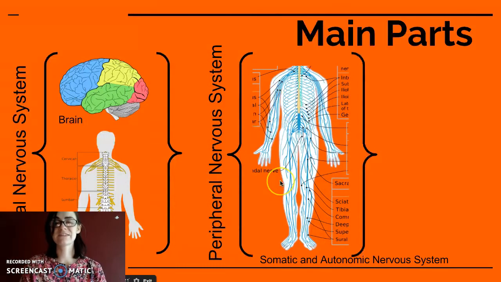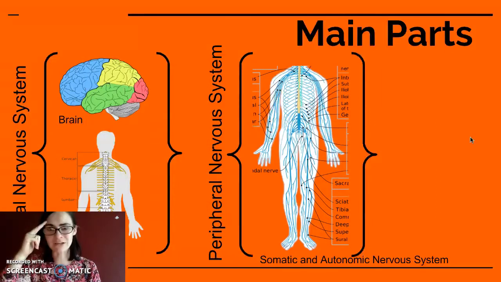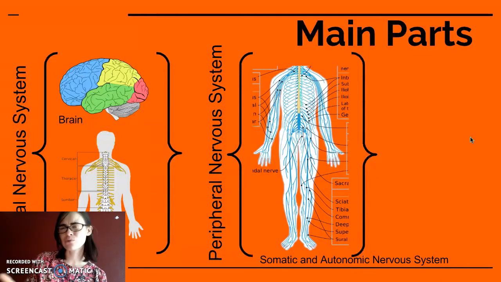The peripheral nervous system is made up of two smaller systems, the somatic and the autonomic nervous systems. The somatic system controls voluntary movement. So all my hand gestures are being controlled by the somatic system. The autonomic system controls involuntary movement, such as breathing. So your brain doesn't have to think, oh, you need to breathe now. Don't forget to breathe now. Your body just does it automatically, while you do sort of have to think about moving your arm up.